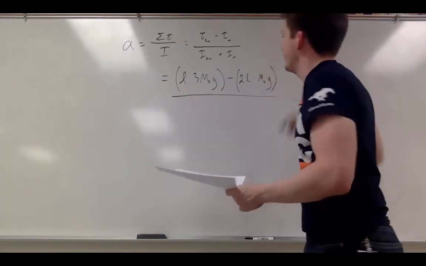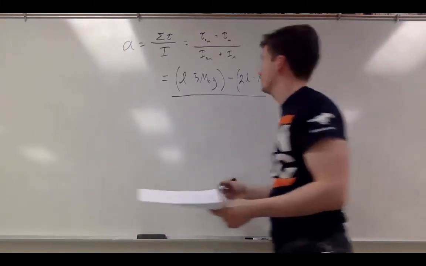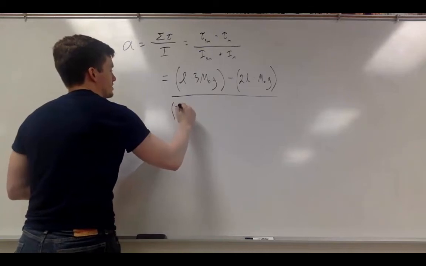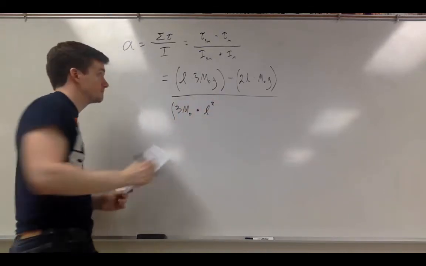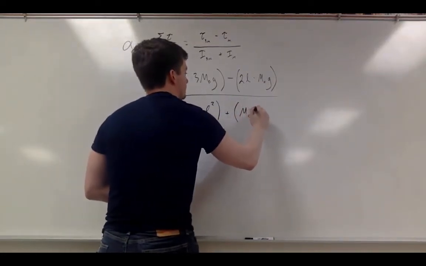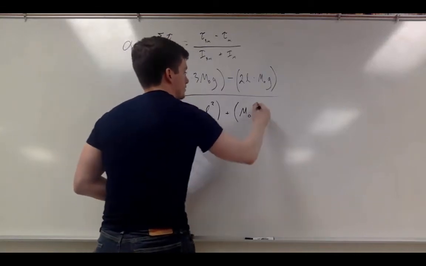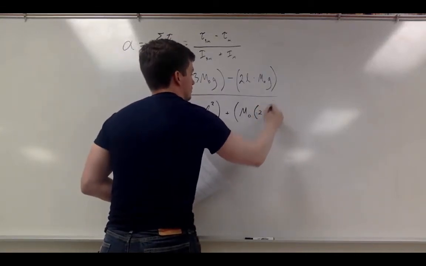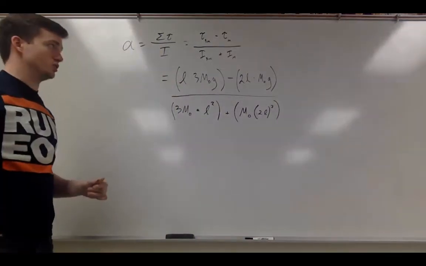All of that over mr squared for both of them. So this one is 3m naught times L squared plus m naught times 2L squared. Now let's do some simplification here and make this look a little bit less scary.